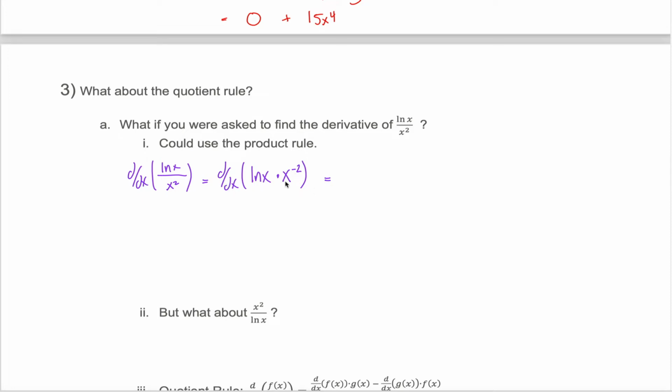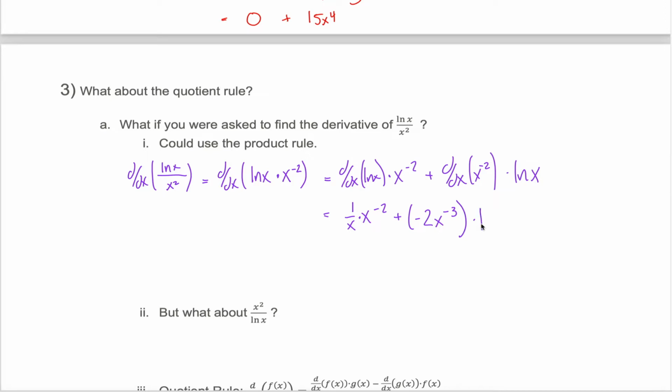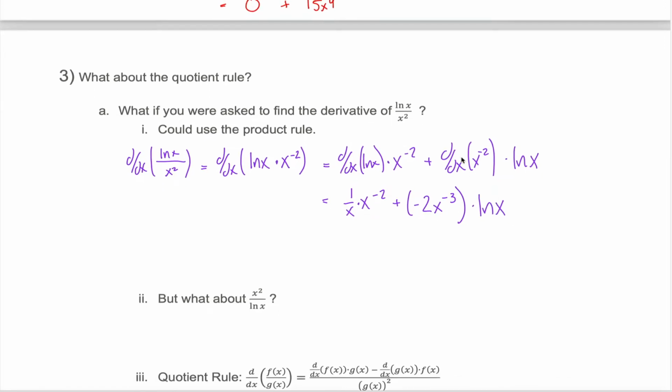The derivative of something times something is the derivative of the first thing, the natural log of x, times the second thing, x to the negative 2 power, plus the derivative of the second thing, x to the negative 2 power, times the natural log of x. And since I know the derivative of the natural log of x, that's just 1 over x, I'll get 1 over x times x to the negative 2 power. And then since I know the derivative of x to the negative 2 power, let's see, I'd use the power rule. I'd bring the negative 2 down in front and then subtract 1 from that exponent to get negative 2x to the negative 3. I just have to multiply that by the natural log of x. The derivative of this quotient is this expression right here.